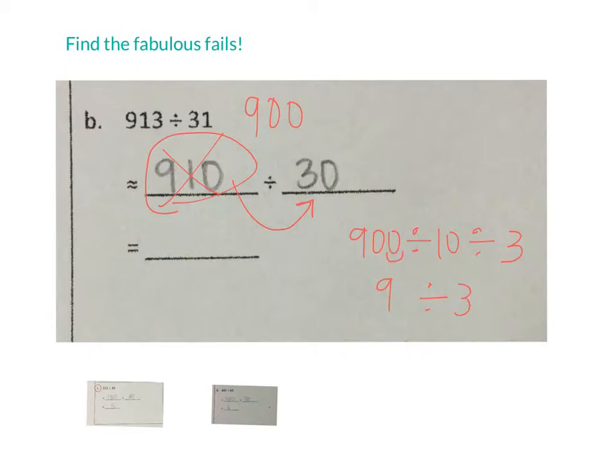How would the decimal point move? It would be right here, right? So what's 900 divided by 10? 90. Well, if I have 90 things, I want to split them into 3 groups, how much would be in each group? 30. So a good estimate for this number would be 30.